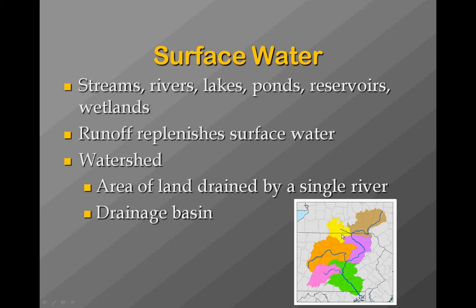Down here you can see the watershed for the Susquehanna River, and I just like to point out that these rivers, these watersheds, do not respect political boundaries. As you can see, they cross state lines, multiple counties in Pennsylvania, etc. That makes it difficult sometimes to deal with watershed problems because they do cross these boundaries so much.